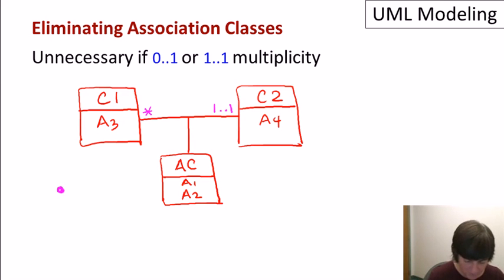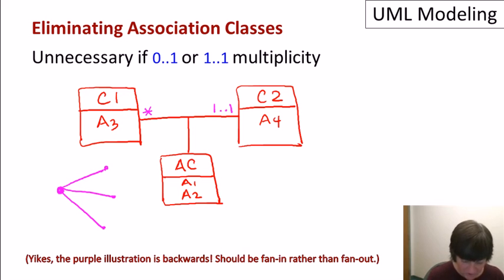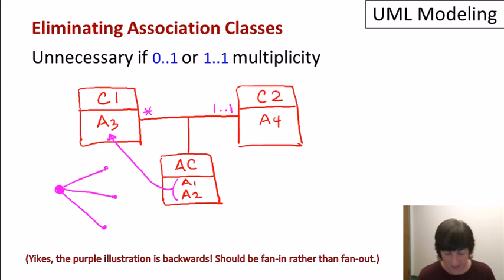So what that multiplicity says is that each object of C1 is related to at most one object of C2. Or actually, exactly one object in this case. So we know that there's going to be just one association for each object of C1. And if there's only going to be one association, actually we could take these attributes and put those attributes as part of C1 instead of having a separate association class.